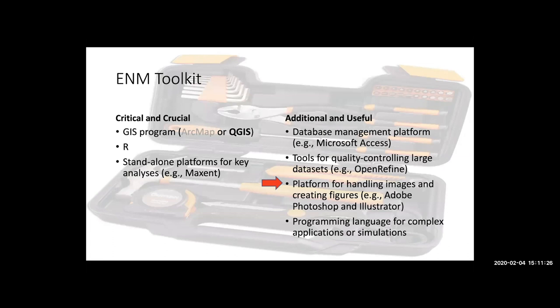You also need a platform for handling images and creating figures. I personally, again, this is a commercial platform, use Adobe Photoshop and Adobe Illustrator. There are a bunch of other options, but essentially you're going to produce some raw images as you process data in distributional ecology, and you're going to want to add letters and labels and things like that to them. And that's what you're going to use these platforms for.